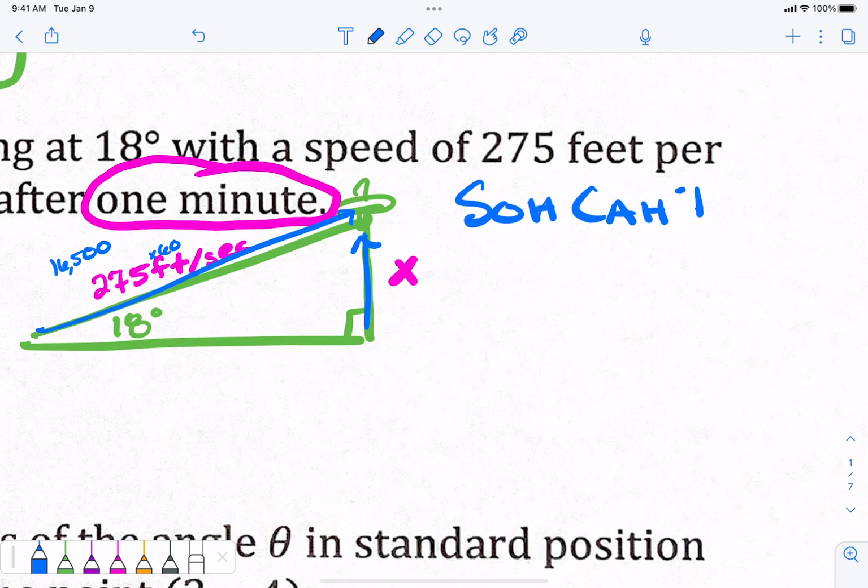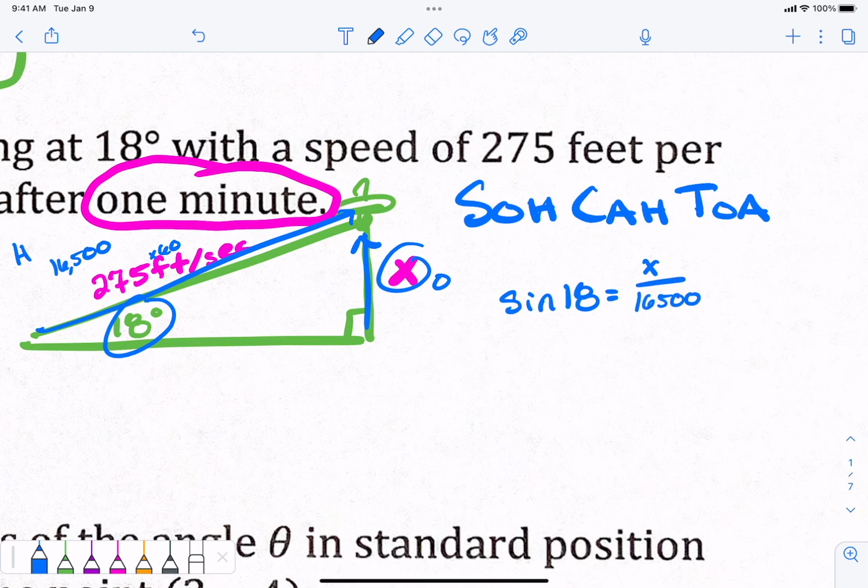SOHCAHTOA. So, sine. You want to use sine? Sine is opposite over hypotenuse. Okay, so we're doing sine of 18 equals opposite over hypotenuse.